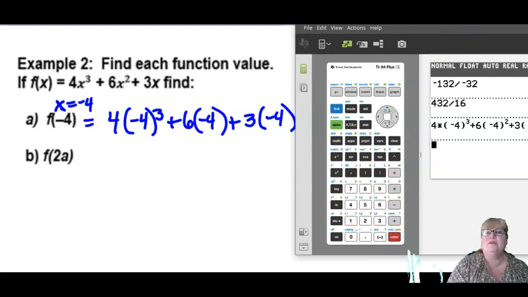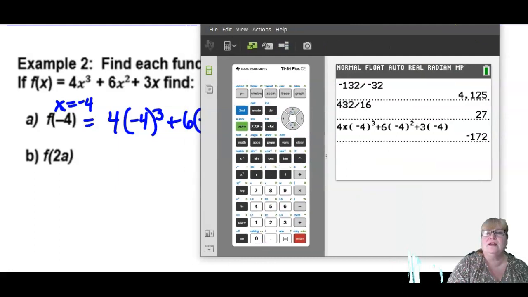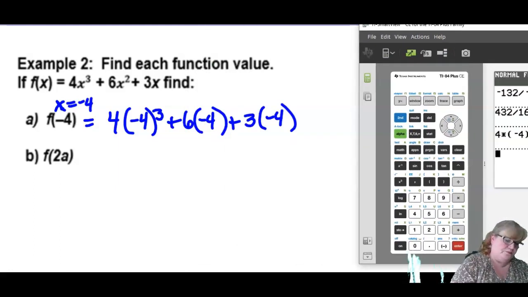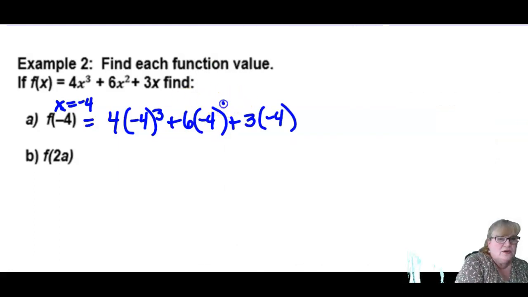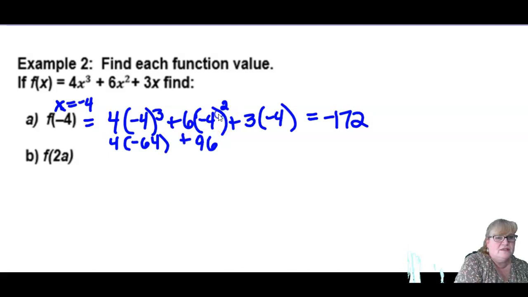All right, and we get an answer of -172. This one had a squared, and it's very important the negative is inside the parenthesis and the squared's on the outside on that one. We got -172. This was 4 times -64 plus 16 times 6 is 96. Got to square first. Minus 12. That's where that all came around.